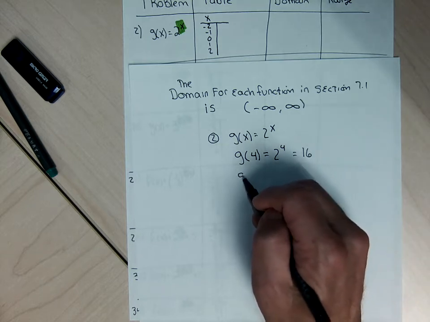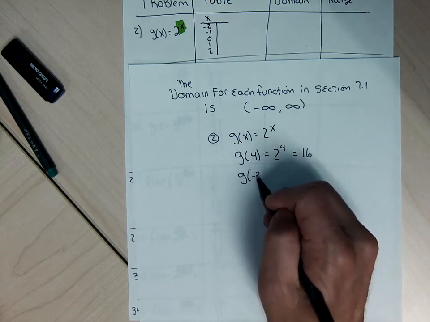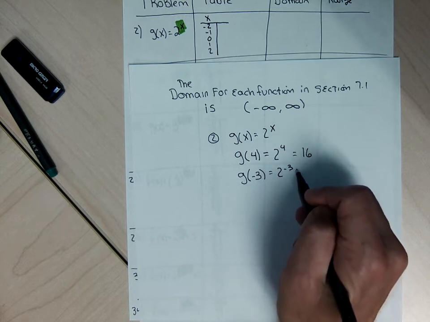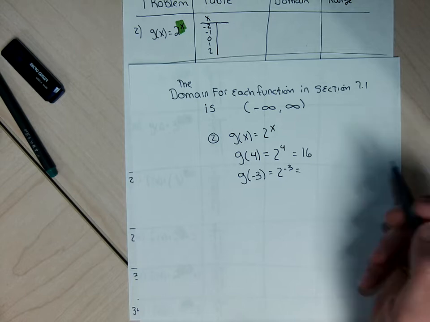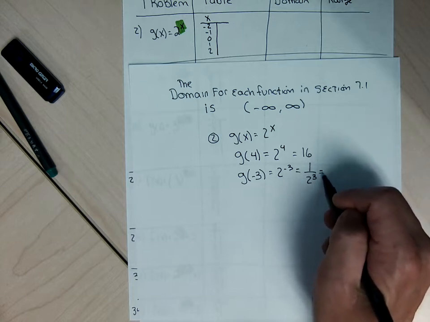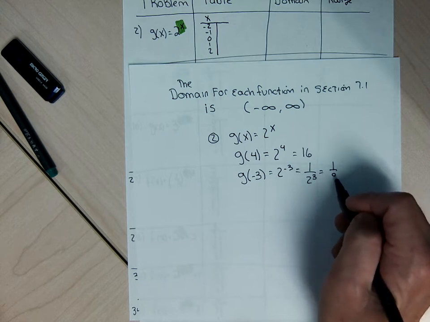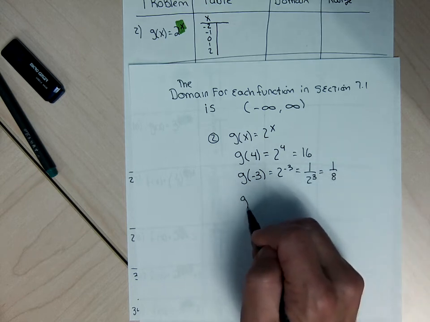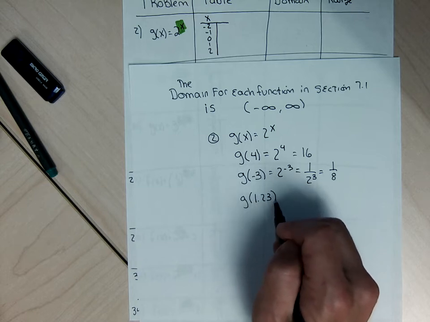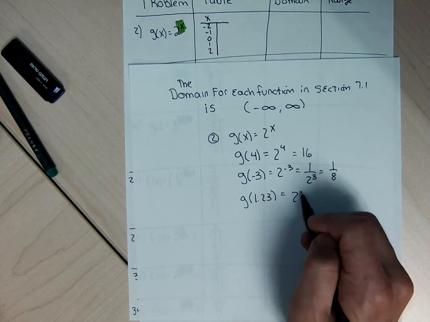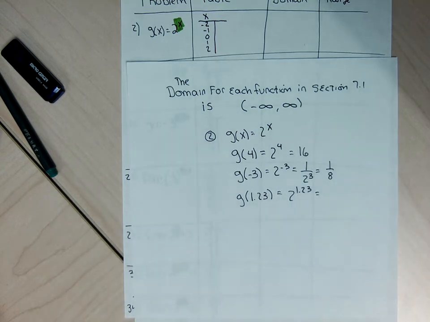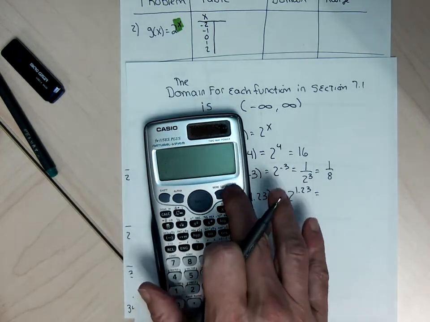If I plug a negative number in, I'm going to get a fraction, because negative exponents you can make positive by creating fractions with ones in the numerators. If I plug decimals in, that's like doing an ugly radical. That I can't do without my calculator. If I plug a decimal in, I just randomly picked a number.